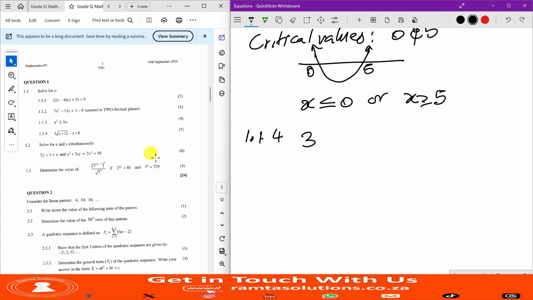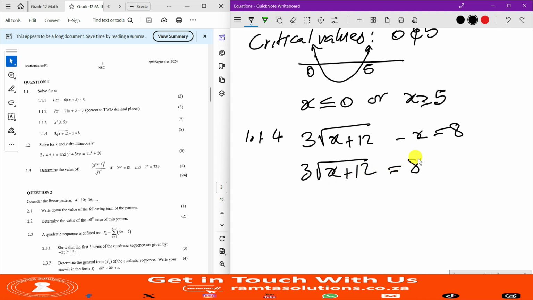1.1.4. This is not a cube root, so it is 3 times square root of x plus 12 minus x equals 8. This you can represent like this. Take x to the other side. X plus 12 is equal to 8 plus x. Now square both sides. I'm just going to take this step slowly, guys. Okay, square both sides.